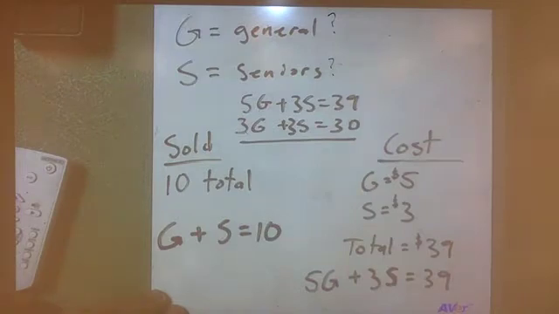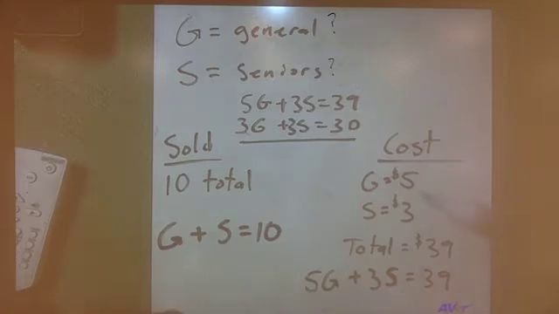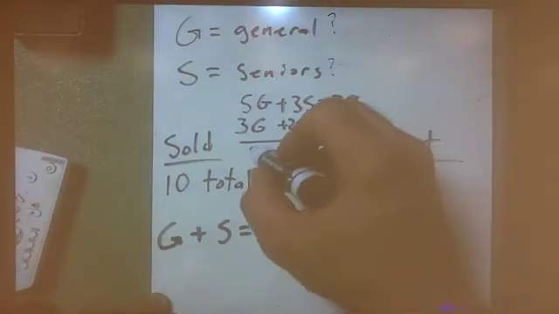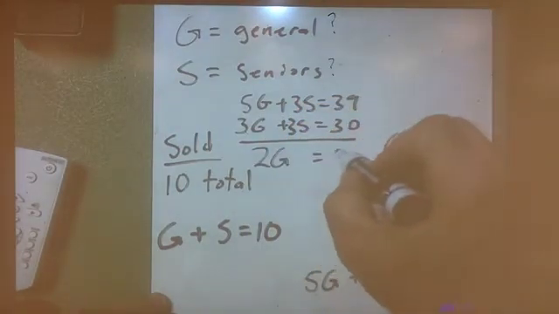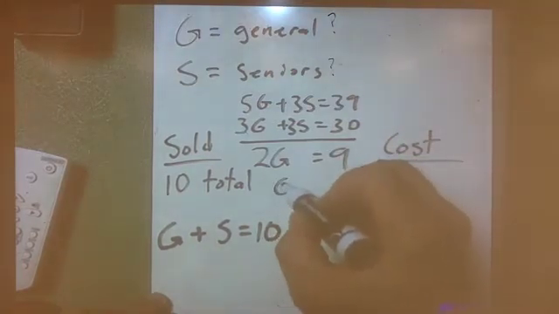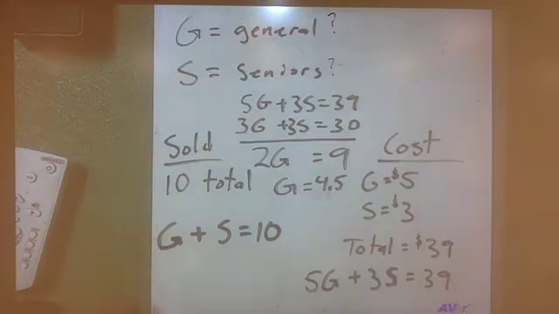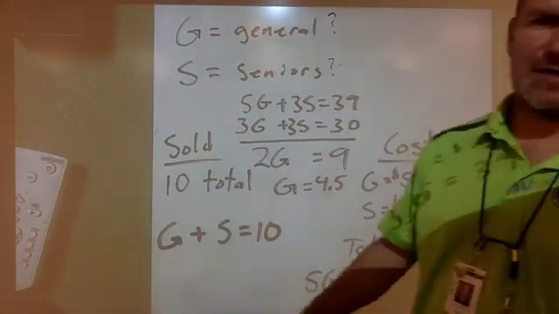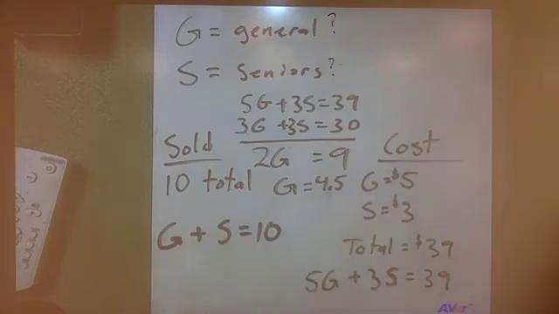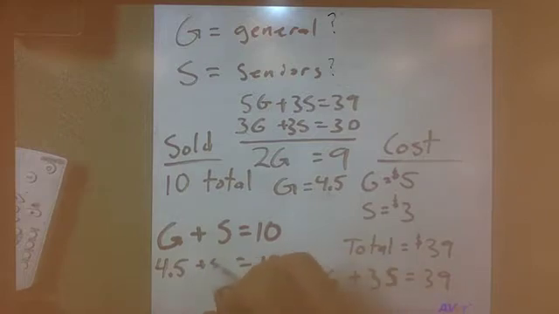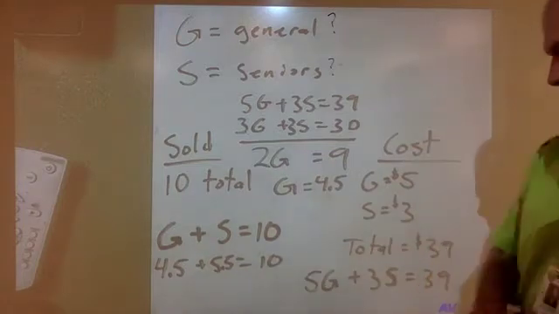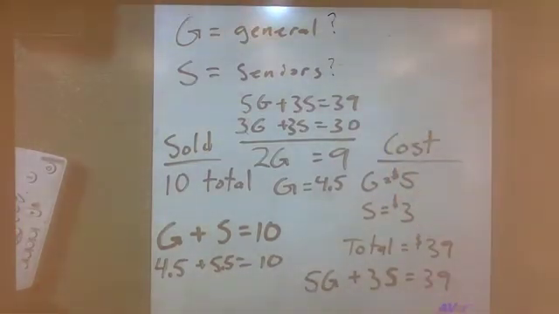And I will get 2G is equal to 9. And then you divide by 2, and G is equal to 4.5. So you sold 4.5 tickets, which I know doesn't really make sense, but since you sold 4.5 general tickets, what do you add to 4.5 to get 10? 5.5. So it was 4.5 general, 5.5 senior. That was the answer to that one.